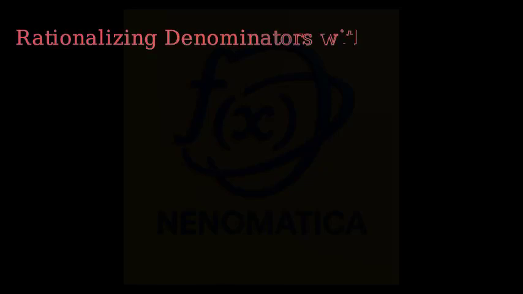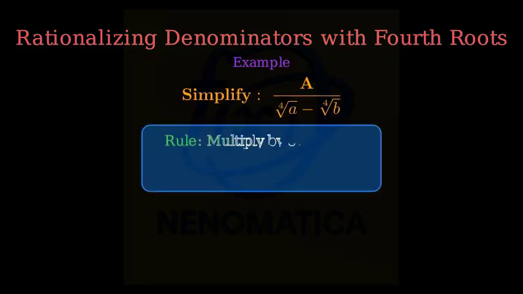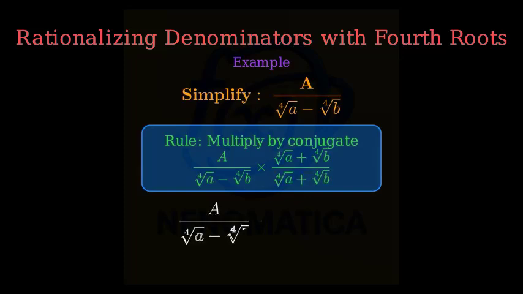In this lesson, we will rationalize a denominator that contains fourth roots by multiplying by conjugates step by step. Here is our example. We will simplify the expression a divided by the fourth root of a minus the fourth root of b. Step 1. Multiply the numerator and denominator by the conjugate of the denominator, that is, fourth root of a plus fourth root of b. Step 2. Combine as one fraction.